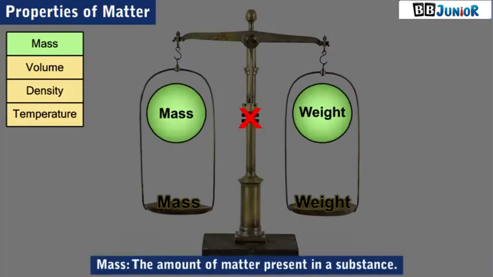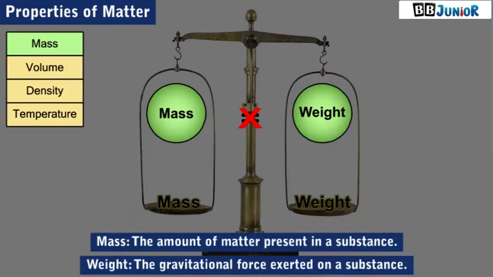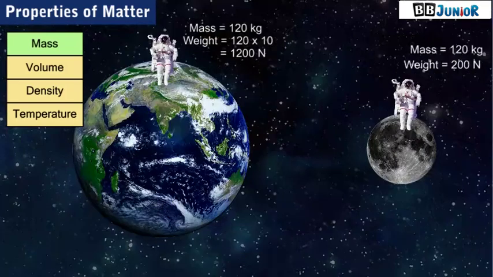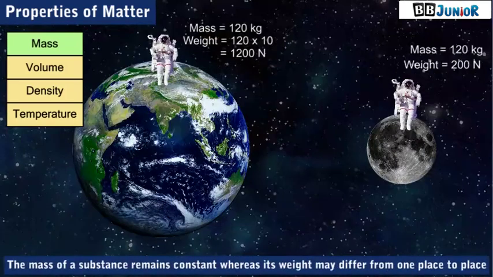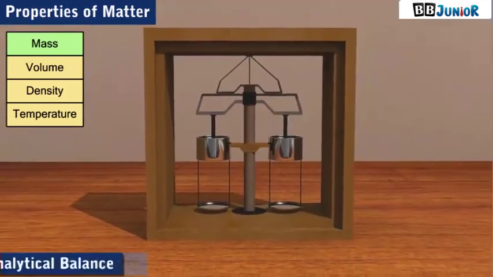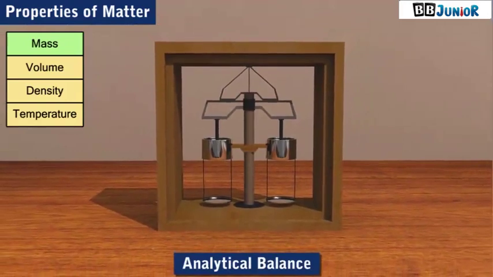Mass is the amount of matter present in a substance, while weight is the gravitational force exerted on a substance. This implies that the mass of a substance remains constant, whereas its weight may differ from one place to another due to change in the gravitational force. If you weigh the same person on Moon, his mass will be the same while the weight will differ. In this case, 200 Newton, which is because the gravitational force of Earth and Moon differ. Mass can be accurately measured with the help of analytical balance.